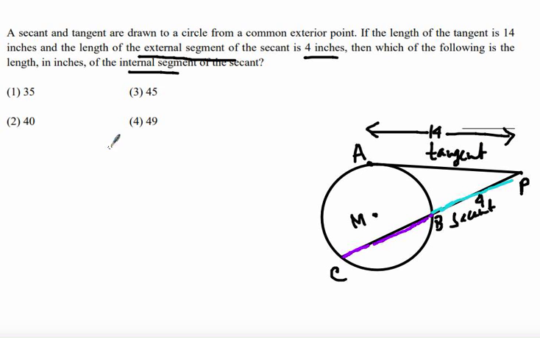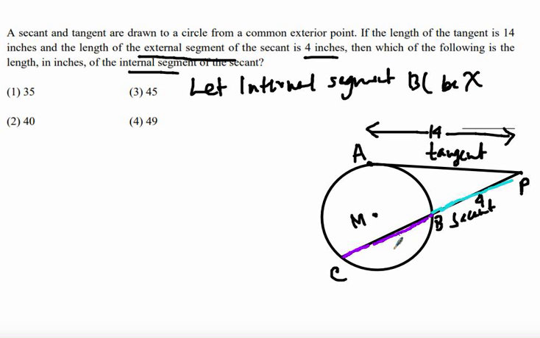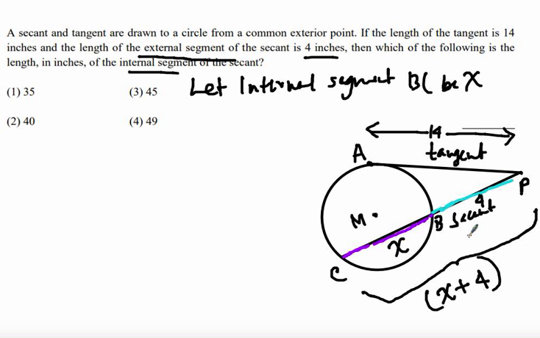We don't know what that is, so we're going to let internal segment BC be X. That's the unknown, so we're going to call it X. Now if this is X, internal, and external is 4, the entire secant length is going to be internal plus external. I hope this makes sense. The whole thing from P to C is going to be this internal X plus this external 4. So we just add them up for the whole distance.